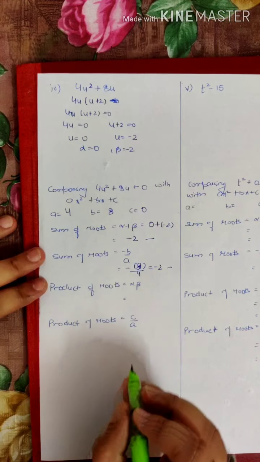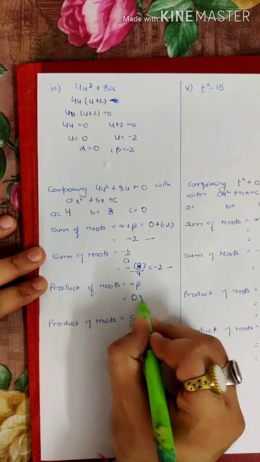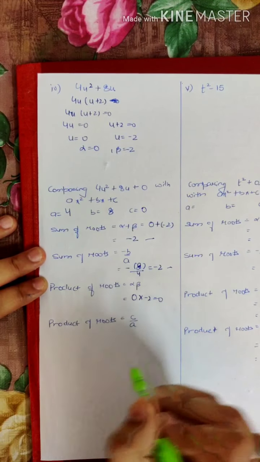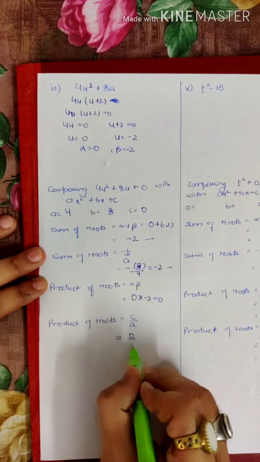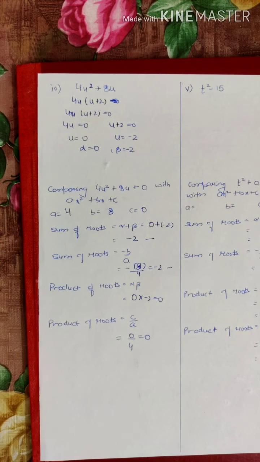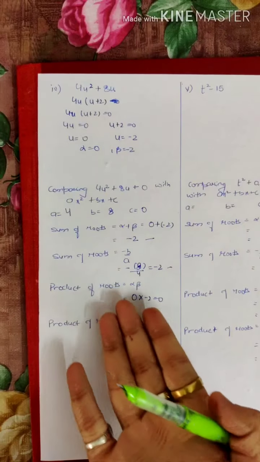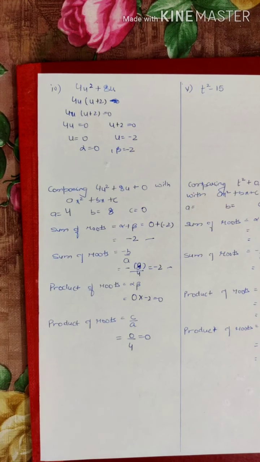Now we'll calculate the product of the roots. Alpha is 0 and beta is -2. You will get this as 0. If we verify the product by the help of the coefficients, c is 0 and a is 4, it is again 0. So right now we have verified the product of the roots. If we calculate them manually, we can verify them with the help of the coefficients.